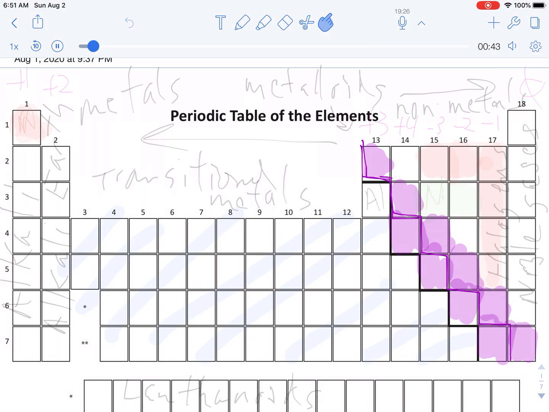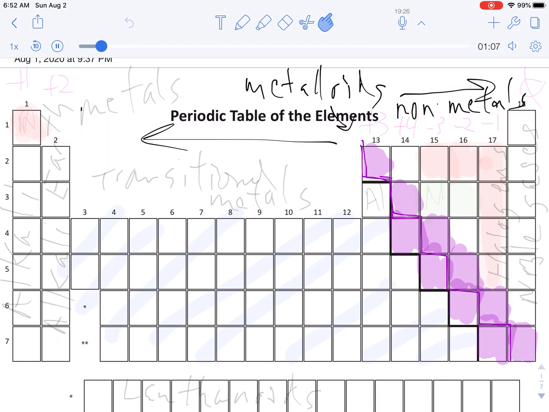We call those elements the metalloids, or the semimetals. Everything to the right of the purple are called nonmetals, and everything to the left of the purple are called metals.